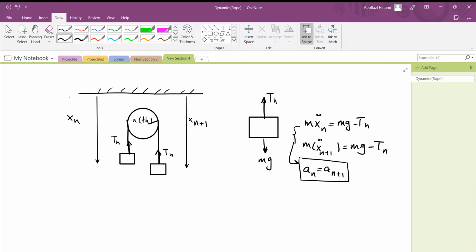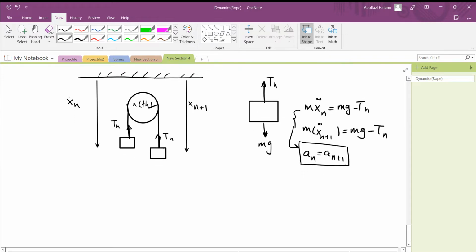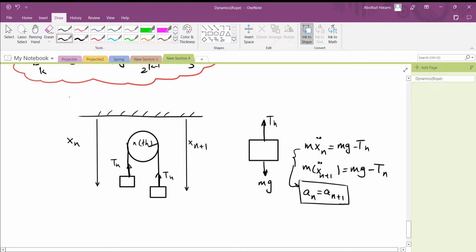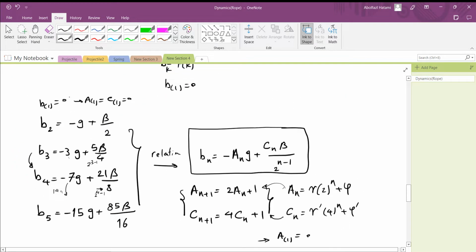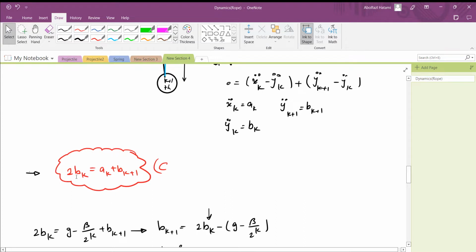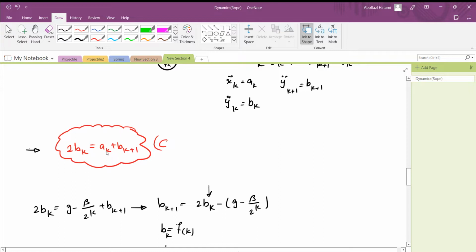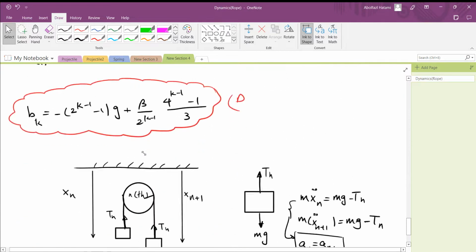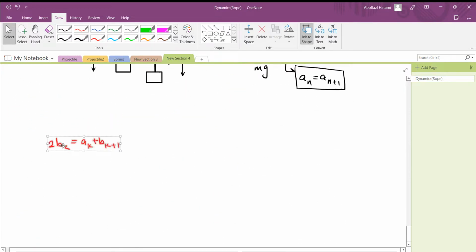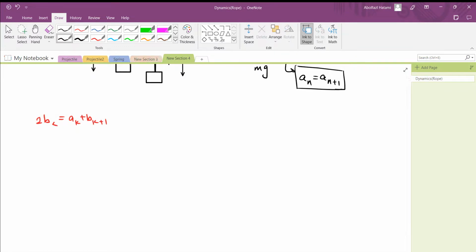So for the last rope, the two tensions are equal, and here we had the limit or the condition for the accelerations. For example, let me copy this and paste it here, we had this equation. If I substitute this k with n, what we get is that 2bn is equal to an plus bn plus 1.